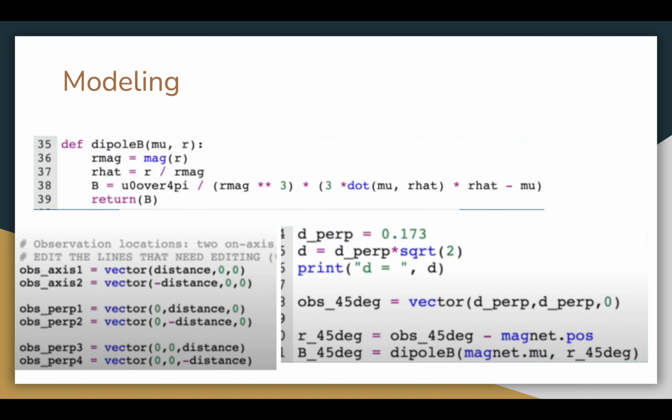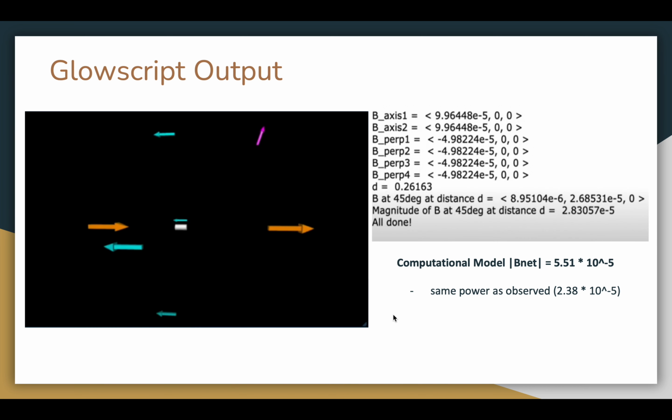Two of these are on axis, while the other 4 are perpendicular to the dipole axis. After that, I drew arrows for each of these 6 points as shown in the code here. Lastly, I did the same for an observation location at a 45-degree angle off axis from the dipole axis. Here's the final result, showing 2 on-axis magnetic fields in orange, 4 perpendicular in light blue, and 1 45-degree off-axis magnetic field in purple. The arrows are scaled proportionally to the magnitude of the field they represent.